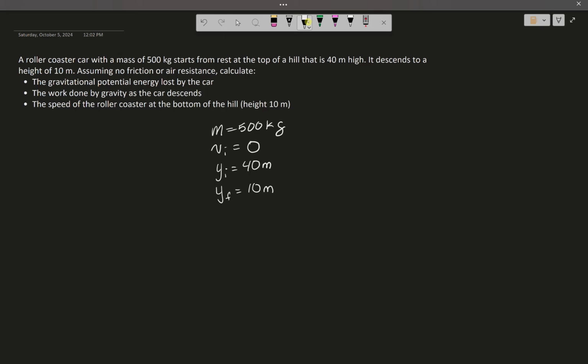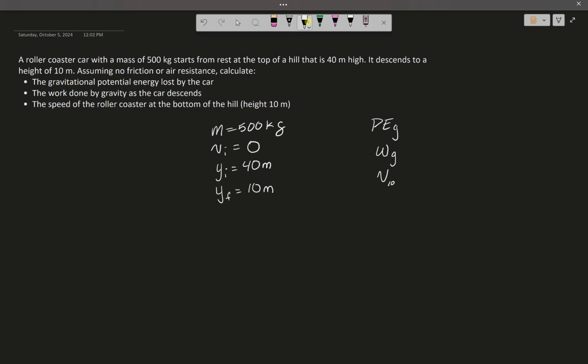And if we assume that there is no friction or air resistance, we want to calculate the potential energy due to gravity that is lost by the car. We want to consider the work done by gravity, and we want to consider the speed of the roller coaster at the bottom of the hill.